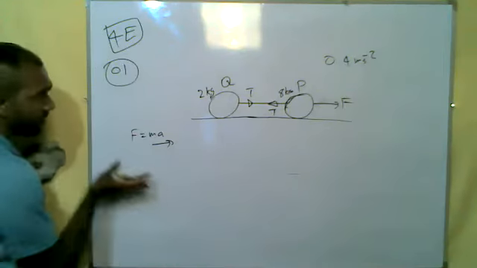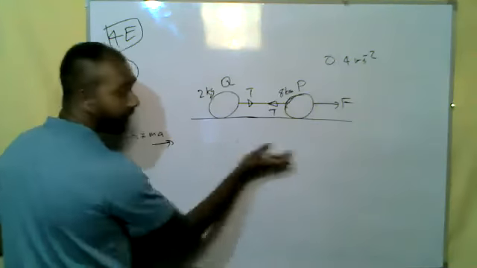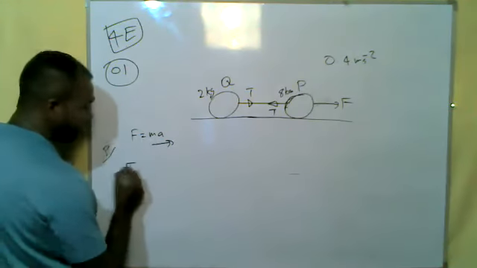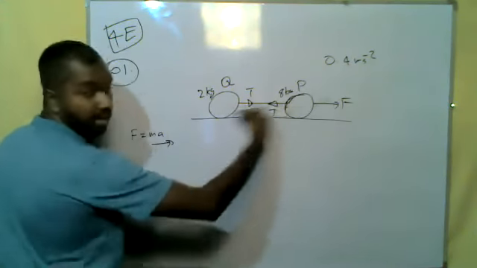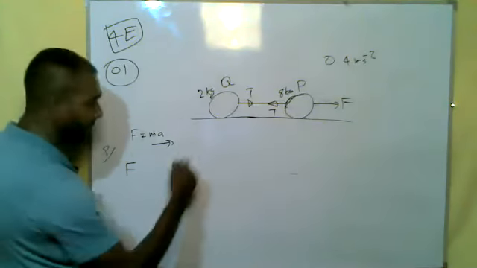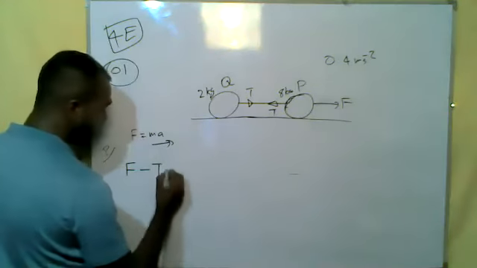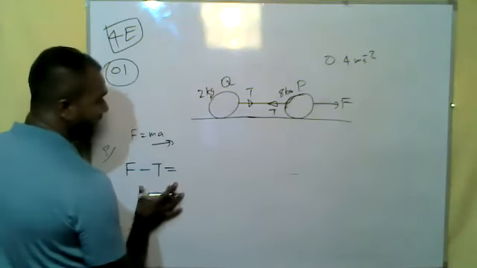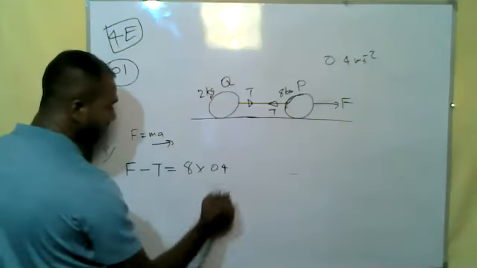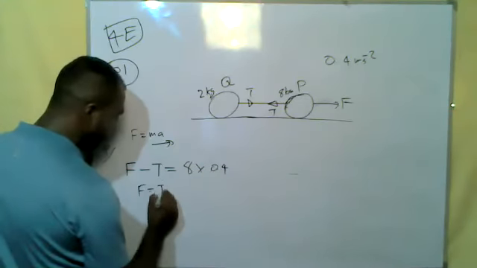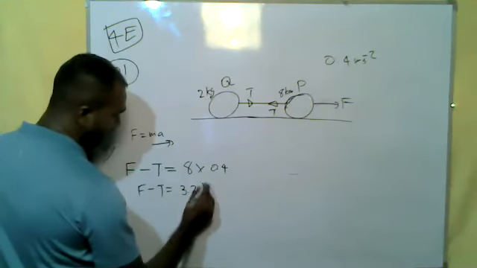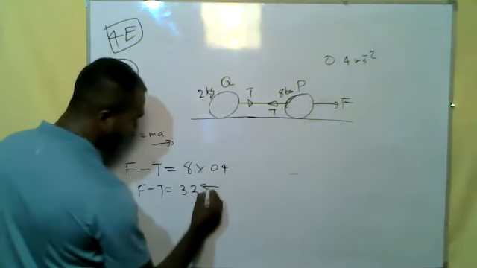Okay, so when we resolve the forces along this horizontal axis for P, we have the horizontal force F in this direction, and for P there is a tension acting backwards, no? F minus T should be equal to how much? Mass we know is 8, times acceleration, which we also know is 0.4. So F minus T should be equal to 3.2 newtons. Let's make this equation 1.